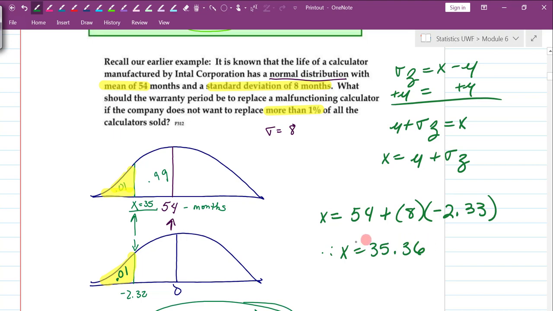If they offered a 3-year warranty on the calculators, they would replace approximately, at most, 1% of the calculators. A 3-year warranty would be reasonable and something that most people would appreciate. So that's how we solved that one and why: we did not have this value, but we knew that the area under the curve was 0.01. The z-value that corresponded to that should be negative 2.33, and we simply used our formula to solve for x.